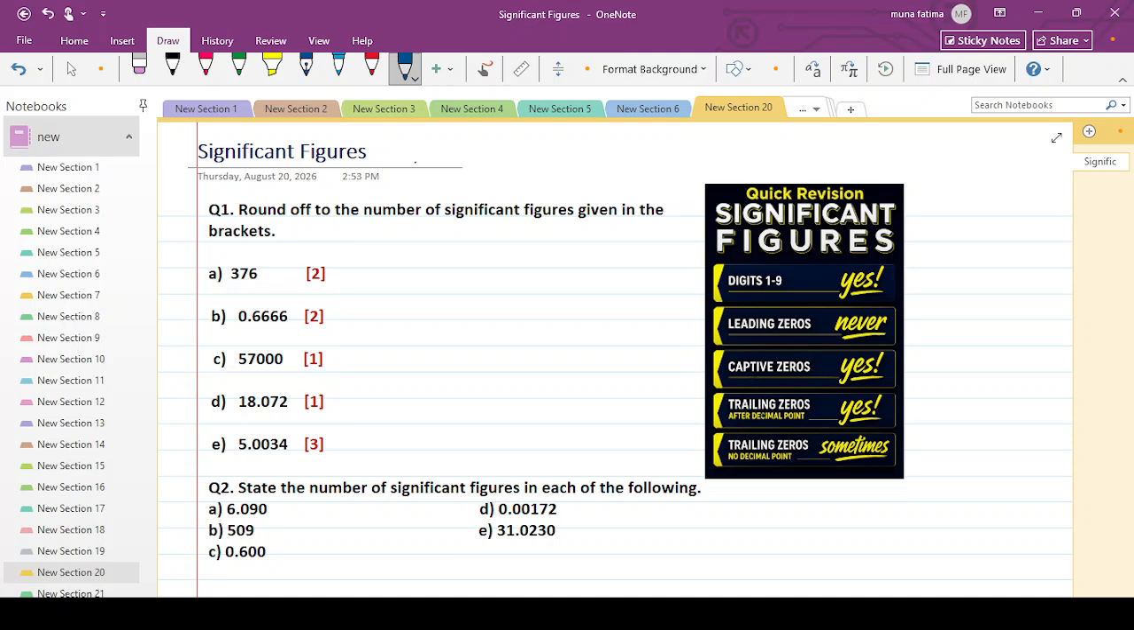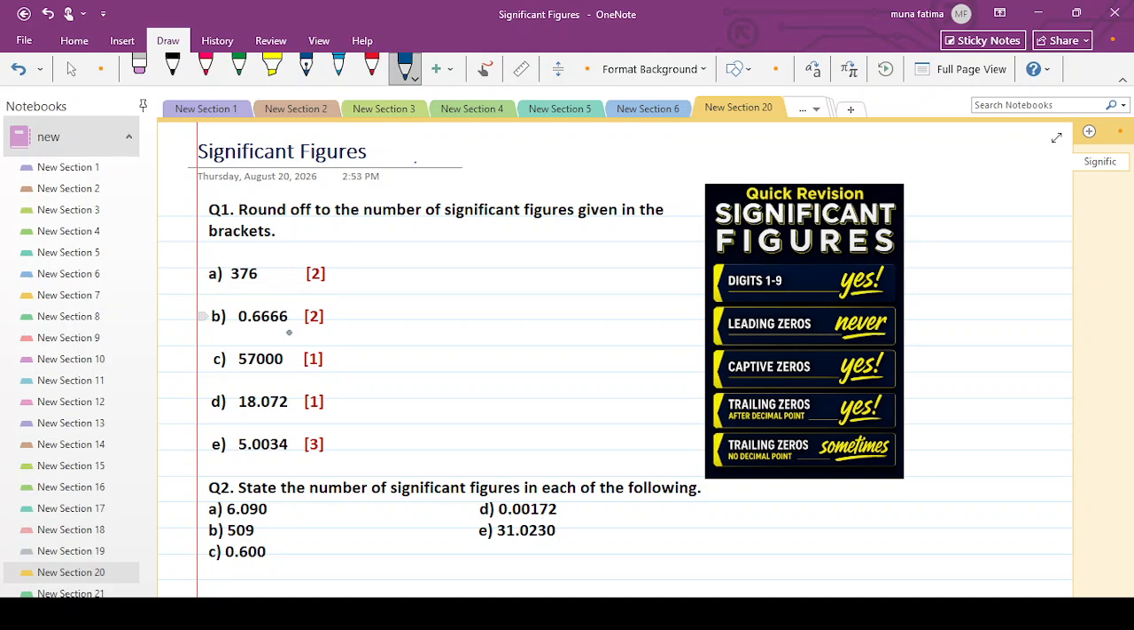Number 4, trailing zeros: if you have zeros at the end of a number after the decimal point, they're always counted. The last one, if you have trailing zeros but there is no decimal point, then it depends on the question. This is why they have given sometimes. We will see that when we are doing the question. Let's move on to the question.